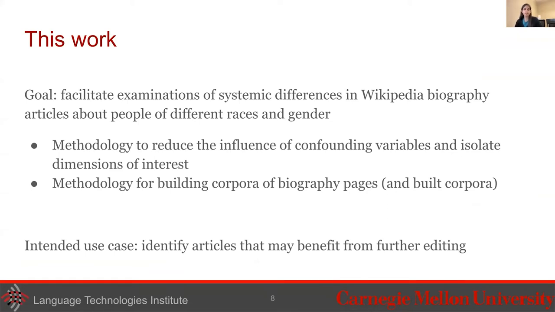The first part of this is methodology to reduce the influence of confounding variables and isolate the target dimensions of interest. The second part is corpora, as well as methods for building those corpora of articles about people of different genders and races. The intended use case that we have in mind throughout this work is to identify articles that might benefit from further editing. I'm mentioning this now because some of the methods that we develop are focused specifically on the perspective of editors.